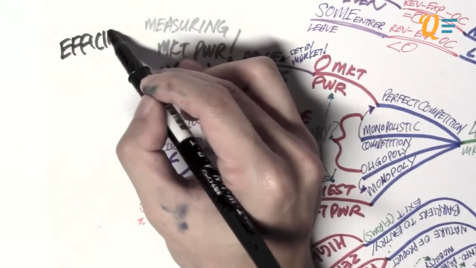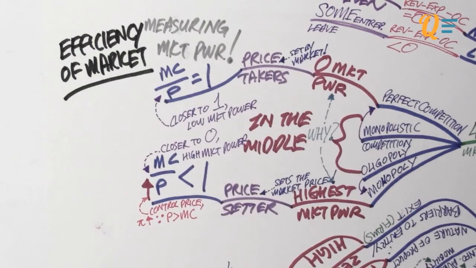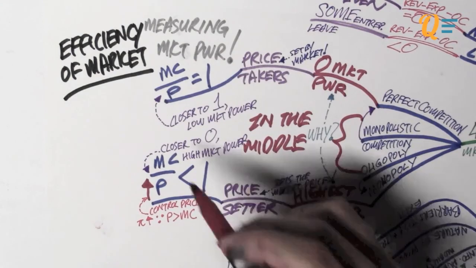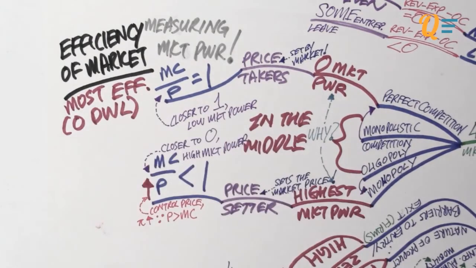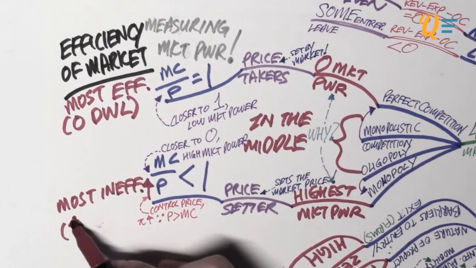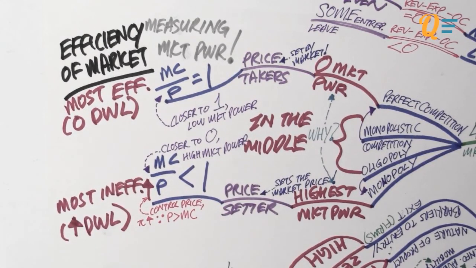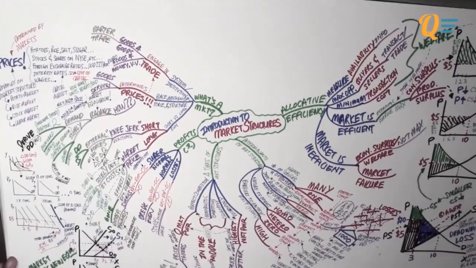So let's go back to this part of the mind map and talk about the difference between perfect competition and monopoly when we talk about efficiency. What you should know is that the perfectly competitive market is the most efficient market because there's going to be zero deadweight loss, and the monopoly is going to be the most inefficient market because there is very high deadweight loss there. We will go into deeper detail when we move on to the specific videos for each market structure.